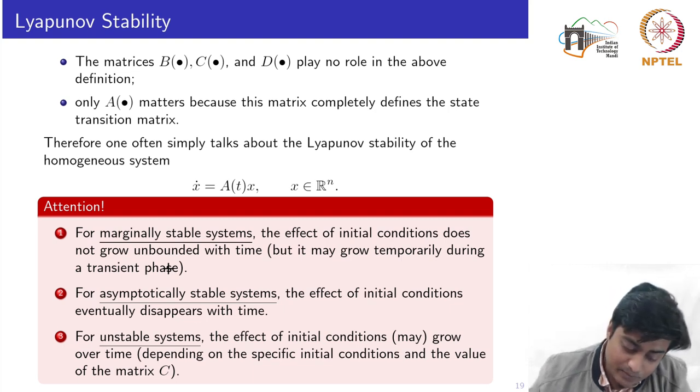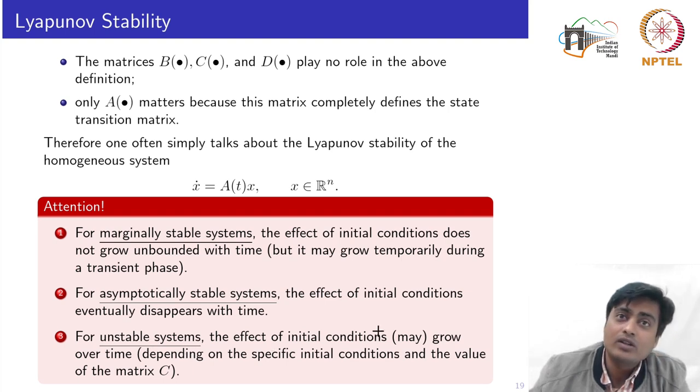Now for asymptotically stable systems, the effect of initial conditions eventually disappears with time, and for unstable systems the effect would grow over time, depending on the value of the C matrix, that is, how fast or how slow it is growing.